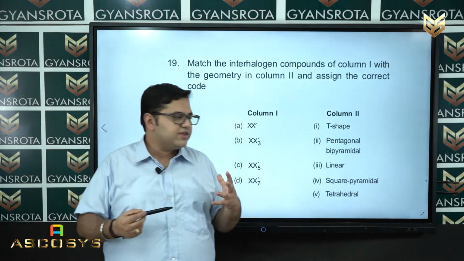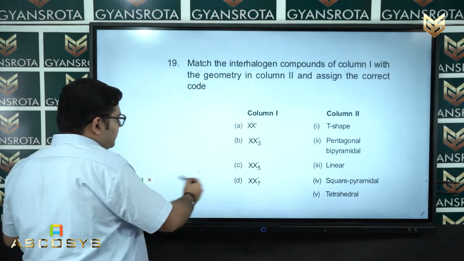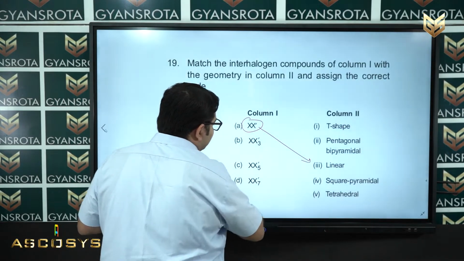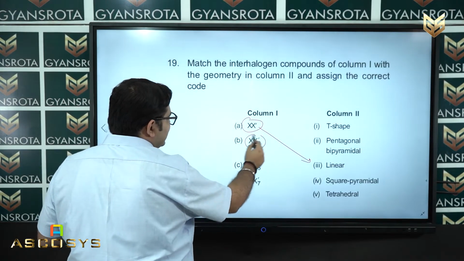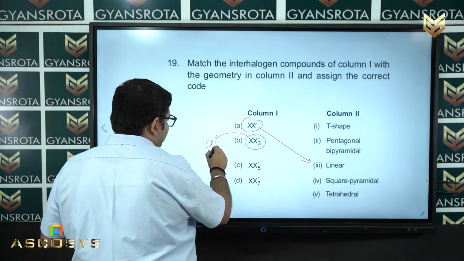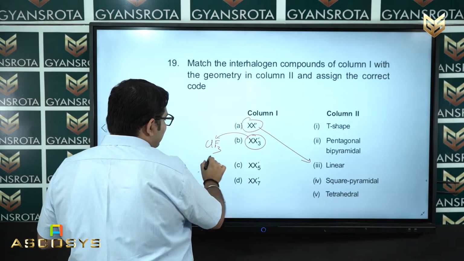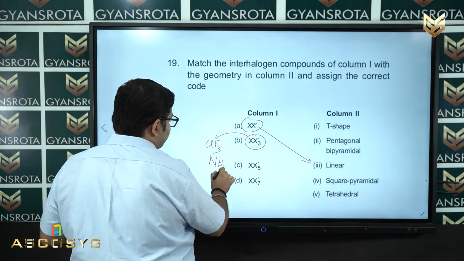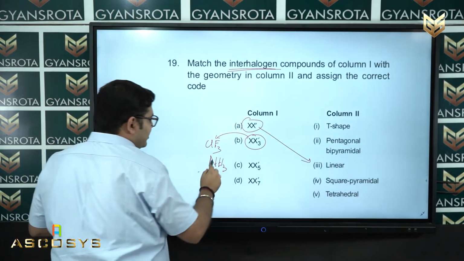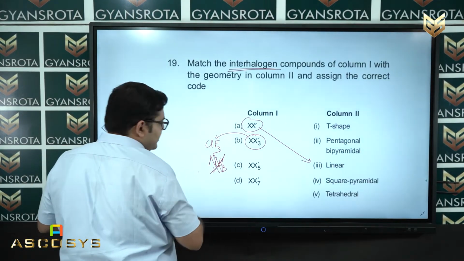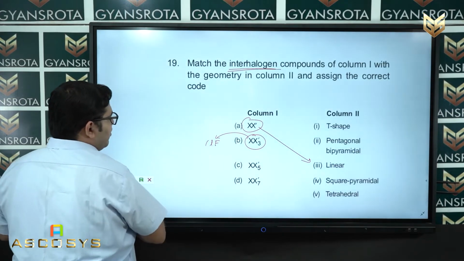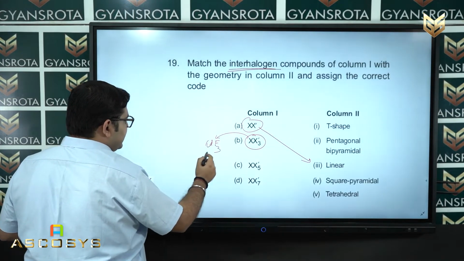Now we are moving to the solution part. If you see, this X dash is definitely linear. Now, for X3, you can take ClF3 as an example. Do not consider NH3, because they are mentioning interhalogen, and NH3 is not a halogen compound. So, we are not going to consider NH3 types. We take ClF3, and we all know the structure of ClF3 is T shaped.